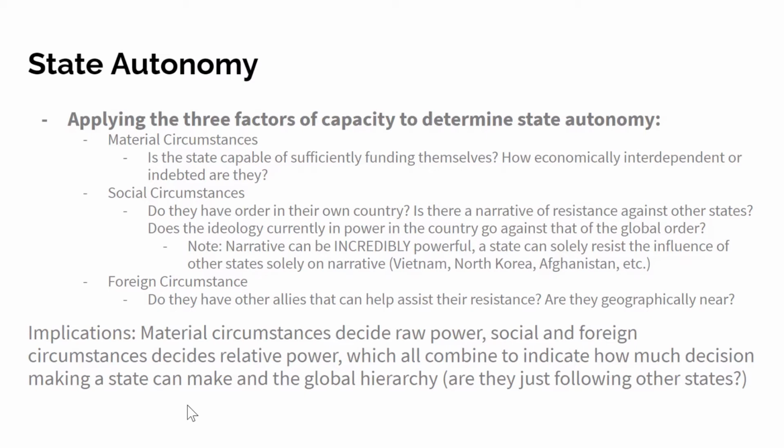And lastly, foreign circumstances: do you have other allies that could help you resist? Are they geographically near? So the implication of this is that material circumstances basically decide your raw power, and social and foreign circumstances decide relative power, which all combine to indicate how much decision making a state has in the global hierarchy, right?